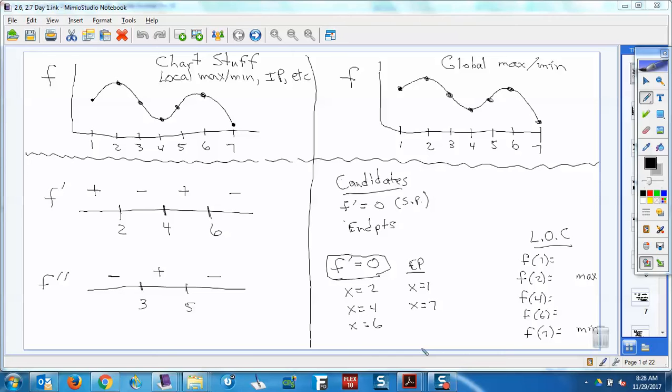But in this case, we're doing something different. We're wanting to find the biggest y value and the littlest y value. So we have to plug them into the original equation, but we first find where they possibly could be. So we find our candidates, which are at these 2 places here. So we have 5 of those.